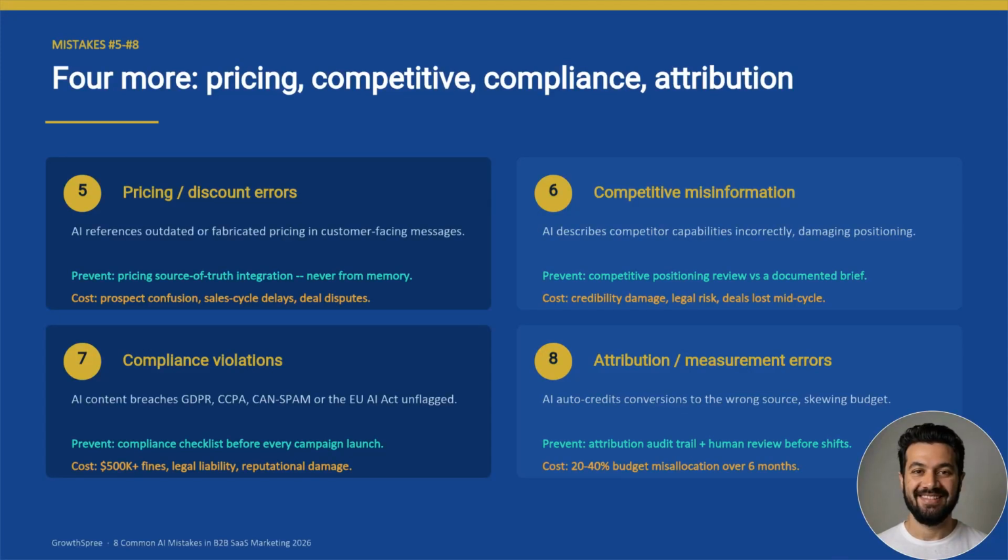4 more. Pricing errors. AI quotes outdated pricing. Pull from one source of truth. Competitive misinformation. AI describes rivals wrong. Validate against the brief. Compliance: GDPR, CCPA, the EU AI Act. Run a checklist before launch since fines start at $500,000. Attribution errors. AI credits the wrong source, misallocating 20 to 40% of budget.